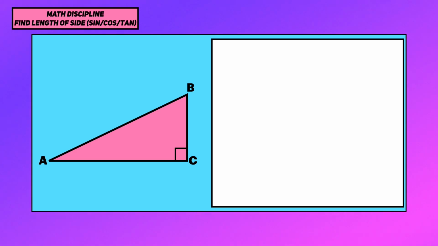In this lesson, you are going to see how easy it is to find the length of a side of a right triangle using sine, cosine, and tangent. Before we get started, let's quickly review some trigonometry basics.